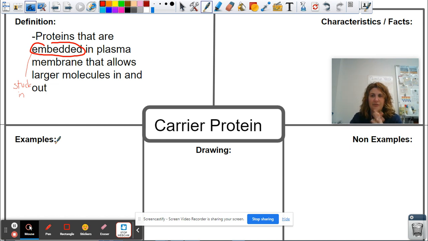So if we think of, like, the wall of the classroom, right? If we're in the classroom, that wall separates us from the hallway.